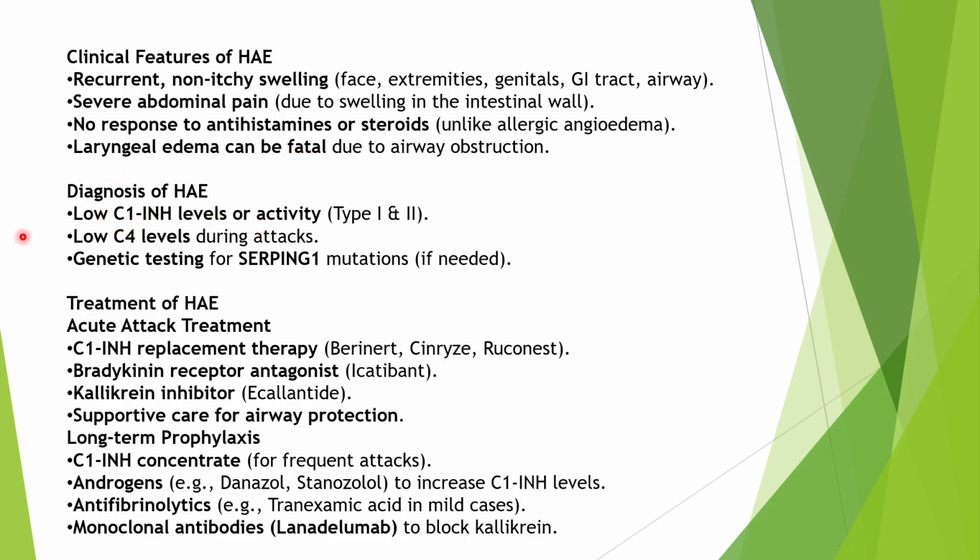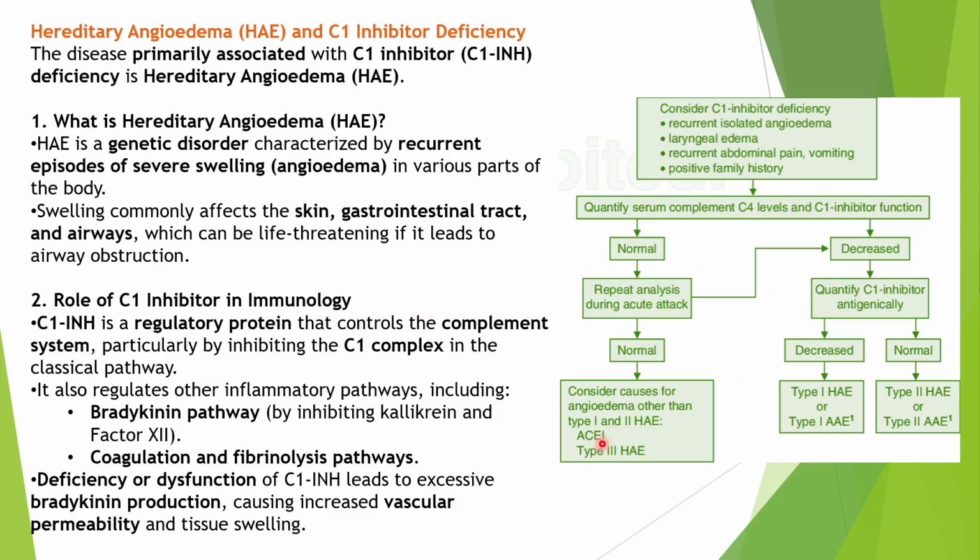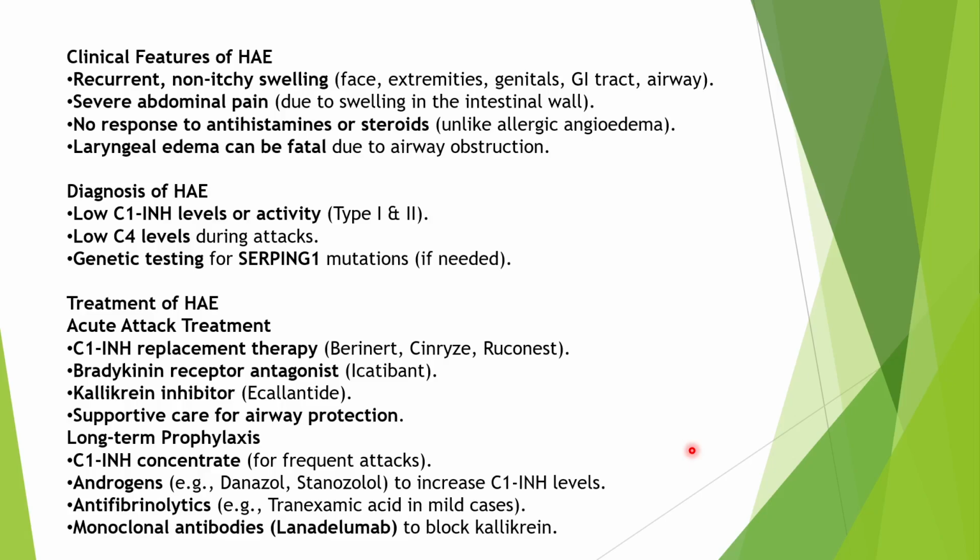So like in the previous one, I explained the diagnosis. Low C1 levels is type 1, type 2 is based on the activity, and with low C4 levels during the attack, you can further detect it as ACE1 or type 3 HAE. So genetic testing for SERPING1 mutations can be done if needed.